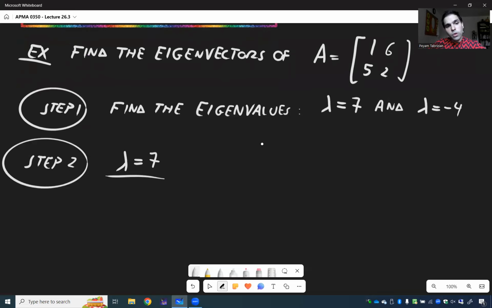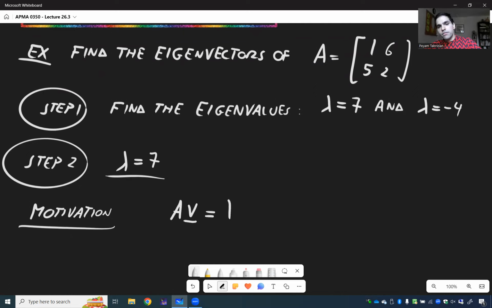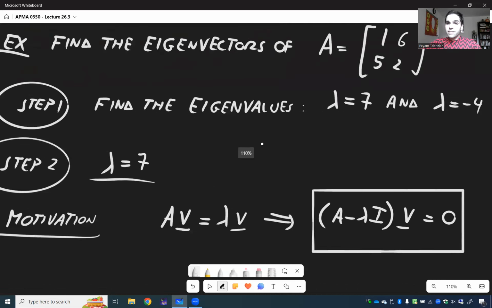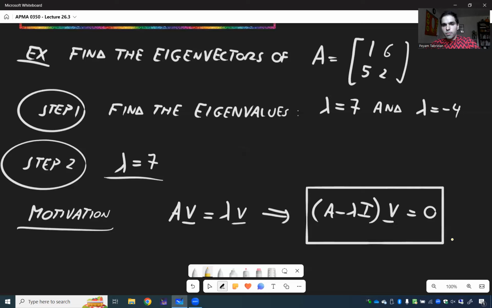And once again, let me motivate this. So, motivation. You start with our equation, Av equals lambda v, which remember, we ended up writing as (A minus lambda I) v equals 0. And it turns out it's this equation that helps us find eigenvectors, because now that we're given lambda, we just need to solve for v.